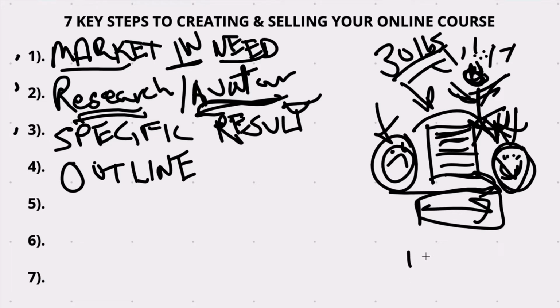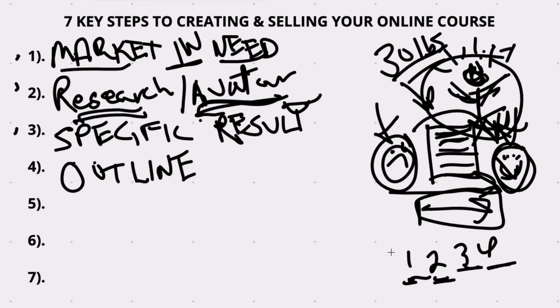What are the steps? 1, 2, 3, 4. What are the different things that you're going to walk Joe through? What are the processes or the process that you're going to walk Joe through, and what's the information you're going to give Joe to get Joe from here to here?